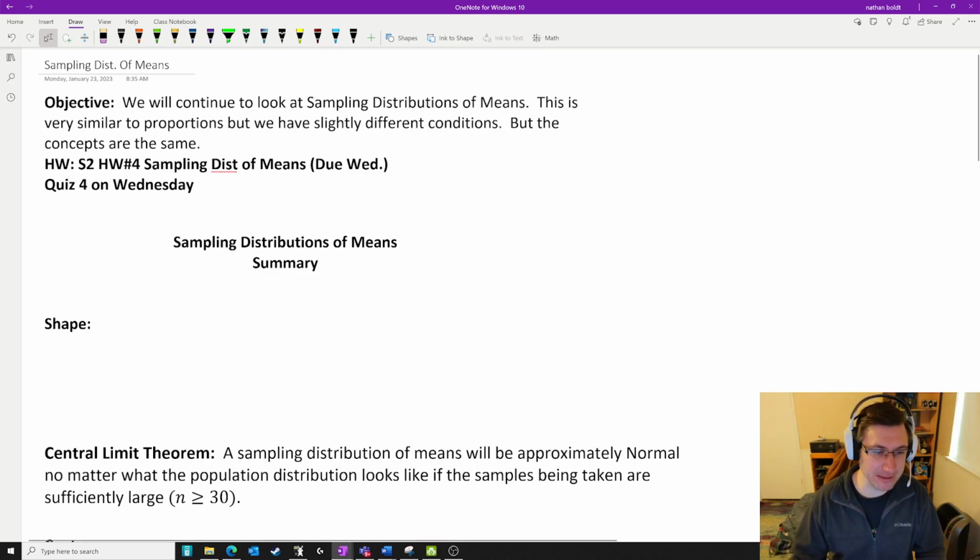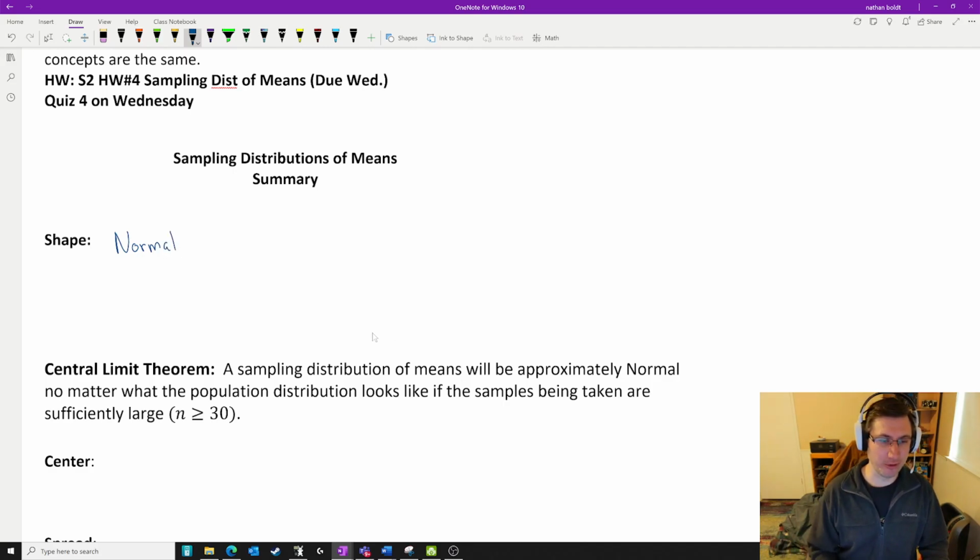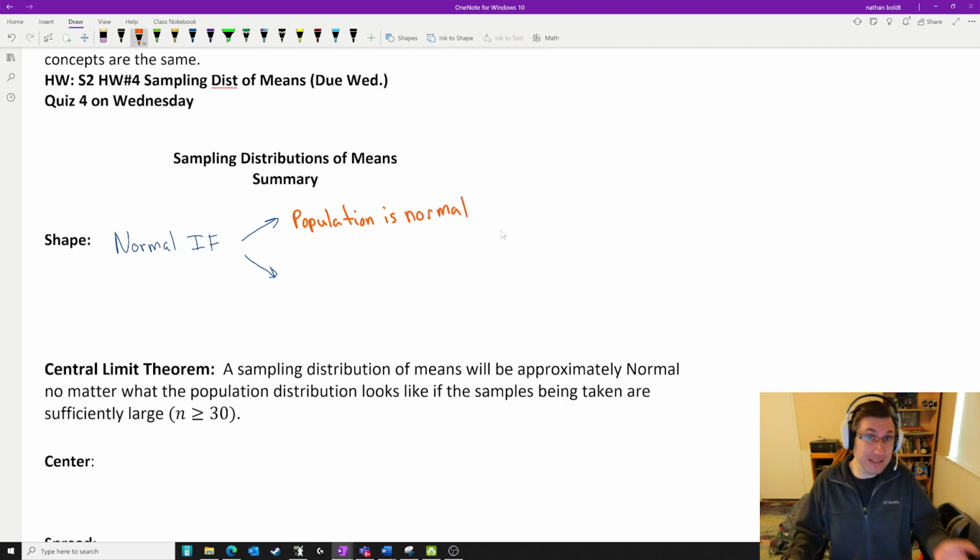Sampling distribution of means. So first off, we have to make sure that our sampling distribution of means is normal. So when is this sampling distribution normal? It is normal if one of two things is true. If you happen to know that your population is normal, then your sampling distribution will be normal pretty much no matter what. So it's all good and you're done. If you know the population is normal.